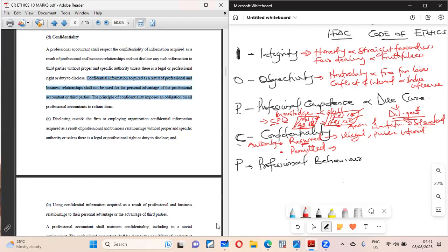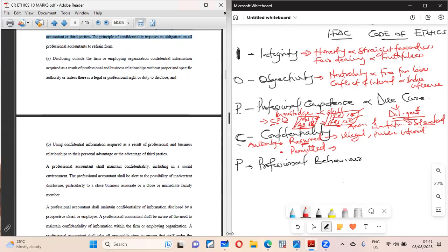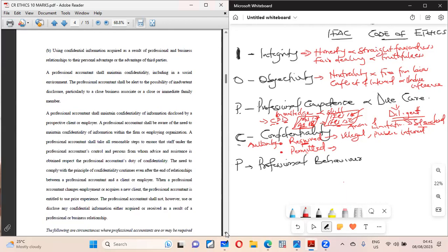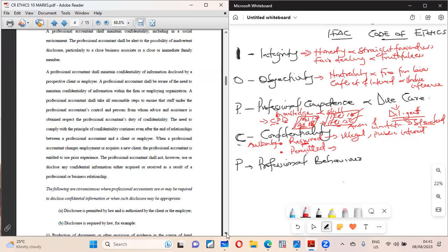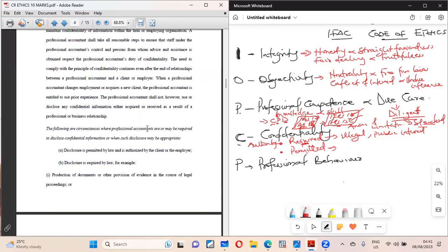So these are the two ways. Please know when you are required, and know where you are permitted. Know when you are required to disclose and know where you have to also get permission to disclose. The following are the circumstances where professional accountants are or may be required to disclose confidential information, or when such disclosure may be appropriate. Disclosure is permitted by law and authorized by the client or the employer. So for the permission one, you have to seek permission.